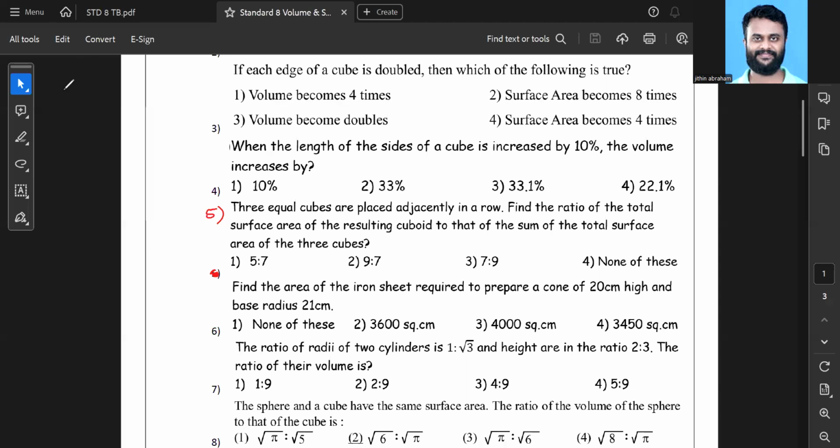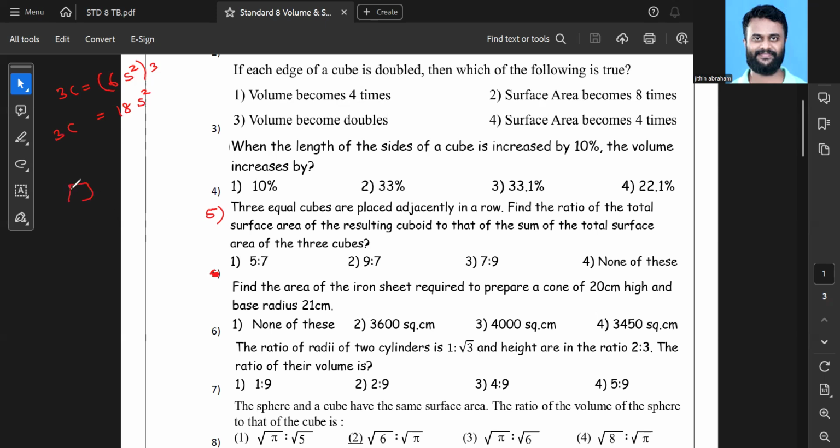So the individual three cubes, I'll say 3C. Three cubes area. See, one cube's area is 6 into S square. 3 cubes area will be this multiplied by 3. So ultimately yours will be 18 s square. That will be 3 cubes area. Is this much clear? Yes, sir.